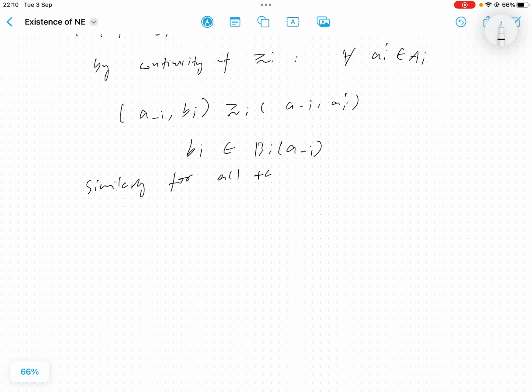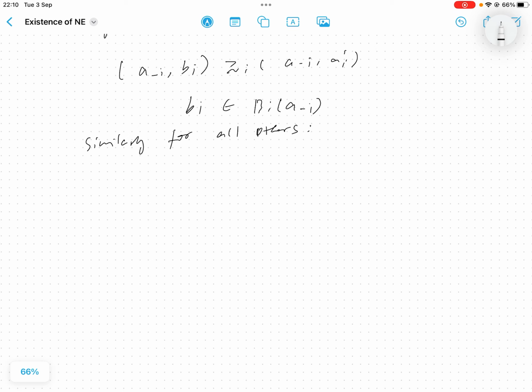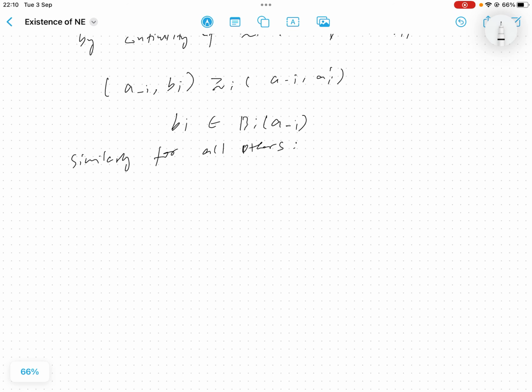Then what we have is that b_i is an element of the best response correspondence B_i given a_-i, right? Okay, so similarly, for all the other players, it's true for all the others, which is symmetric, and then what we have finally is that this vector b together is an element of the best response correspondence B given a, this vector of the whole action profile, right? So now we have proved the closed graph, right? Okay. So that B has a closed graph.